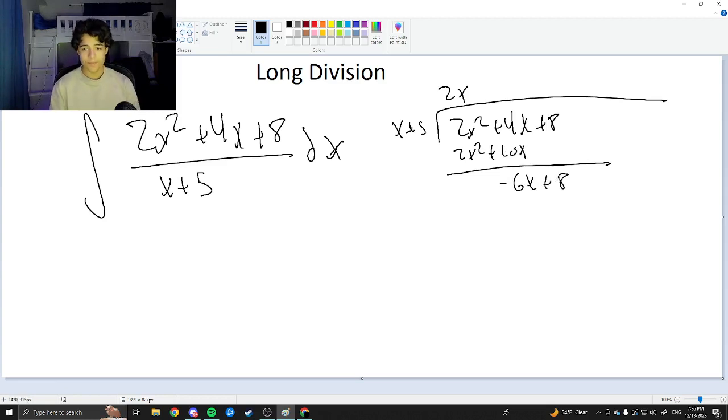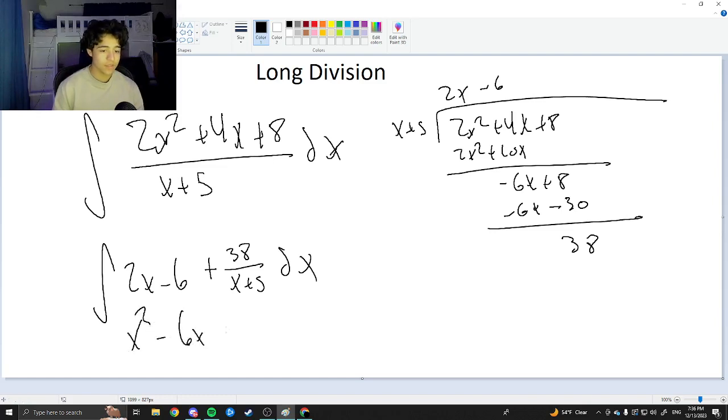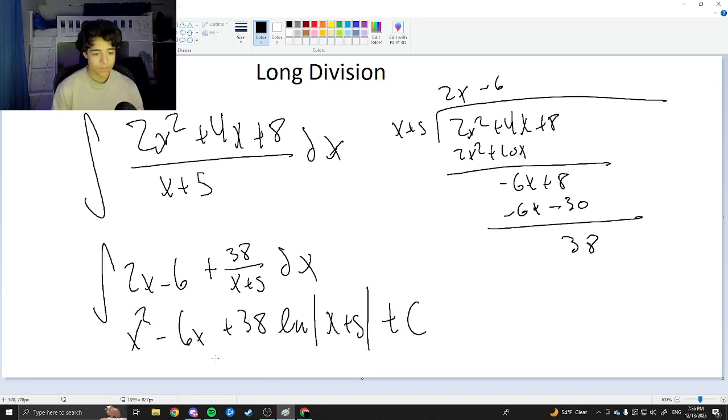We bring down the 8. And then negative 6, you end up with negative 6x minus 30. You'll end up with 38, right? So then you're left with the integral of 2x minus 6 plus 38 over x plus 5 dx. You integrate this like normal. This will turn into 2x squared over 2, or the same thing as x squared, minus 6x, plus 38 ln of x plus 5, plus c at the end.